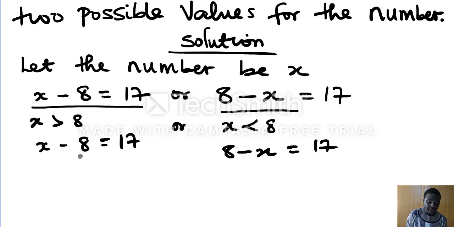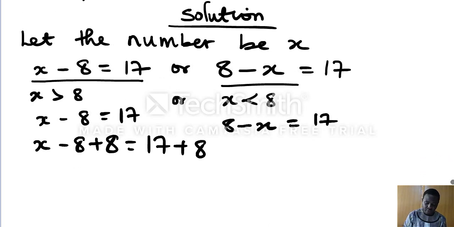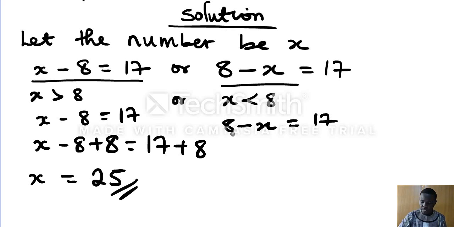And how do you do that? You undo, you do the opposite of what has been done. 8 has been subtracted from x, so in this case I'm going to add 8 to both sides so as to get rid of minus 8. So this becomes x minus 8 plus 8 being equal to 17 plus 8. And if you simplify that, minus 8 plus 8 is 0, so 17 plus 8 is going to be 25. Or you say 8 minus x is equal to 17.